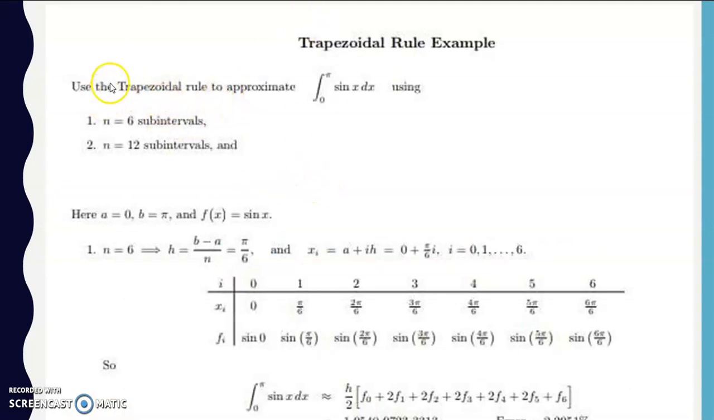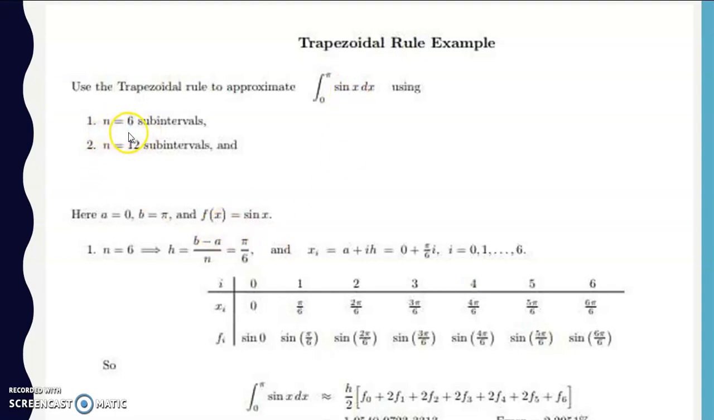Now let us see one more example. Here the question is, use the trapezoidal rule to approximate the integral from 0 to pi of sin x dx using n equal to 6 subintervals and n equal to 12 subintervals. Here a is the lower limit. Lower limit is given as 0. b is the upper limit. Upper limit is pi. And f of x is sin x.